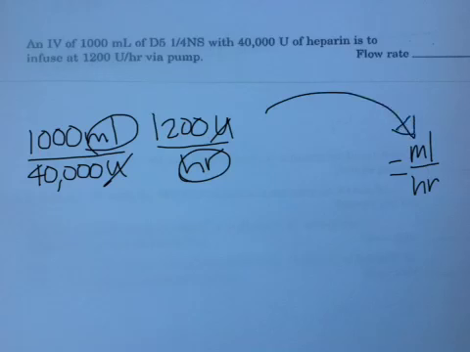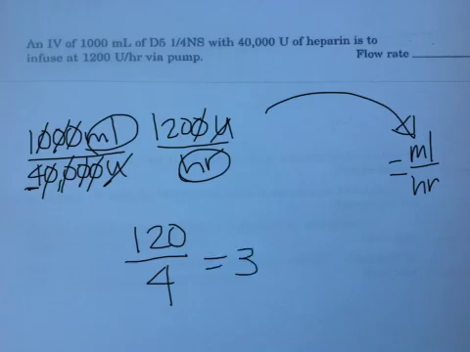And then again, getting rid of some zeros here, I'm just going to do these because these are even. 1, 2, 3, 1, 2, 3. Get rid of one over there, get rid of that one over there. That leaves us 4 on the bottom because that's the only number left. And then if you go on the top, it's 1 times 120. Okay, so 4 into 120 equals 30. And so your answer is going to be 30 milliliters per hour.